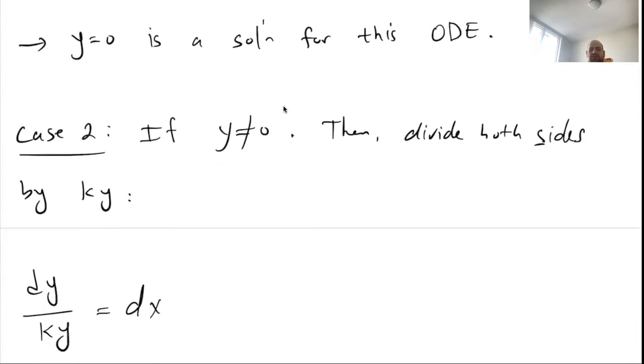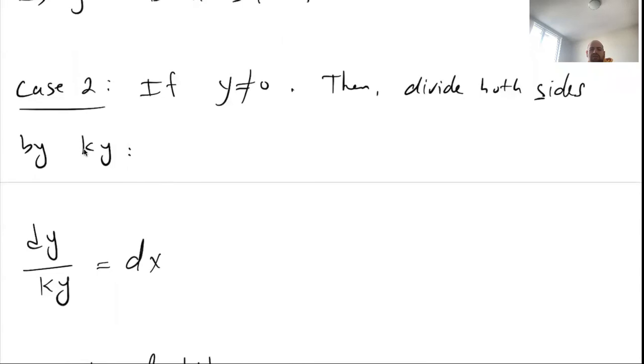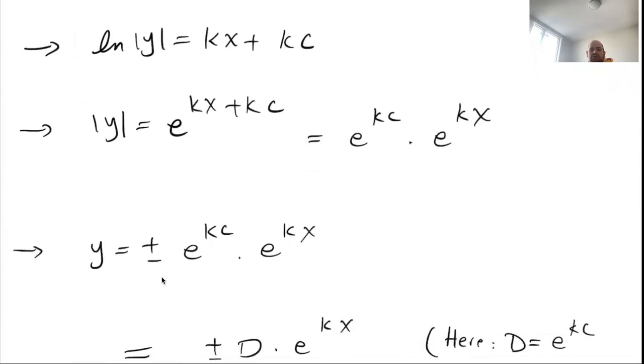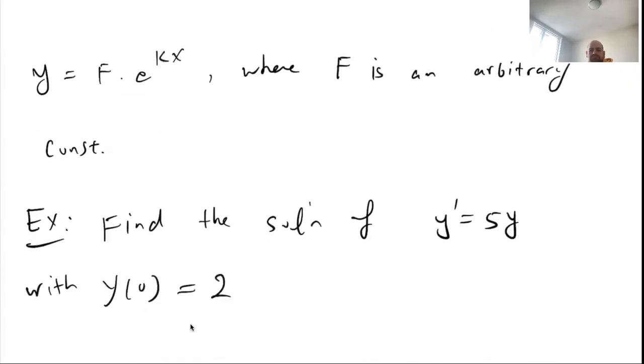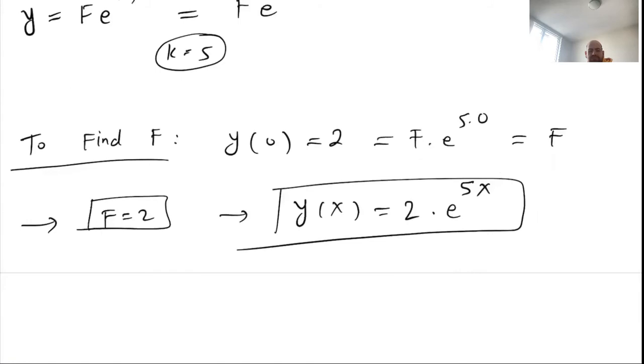You could say that instead of saying if y is not 0, you could say that we know that y is not the 0 function because y of 0 is 2. Then divide both sides by 5y because k was 5, and then do these calculations to derive the final answer, and the final answer will be this.